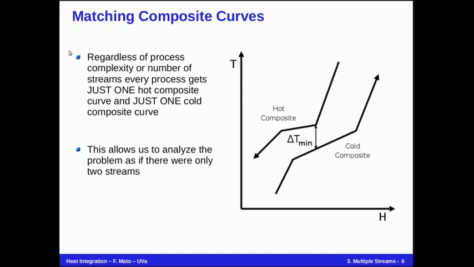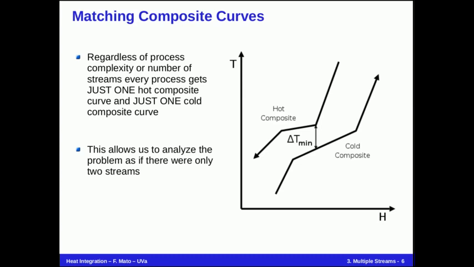At this point, you should realize that regardless of the complexity or number of streams, every process gets just one hot composite and just one cold composite. It doesn't matter if you have 2 hot streams or 71 hot streams, you get just one hot composite curve and one cold composite curve. And this fact allows us to analyze the problem as if there were only 2 streams, as we have seen already.